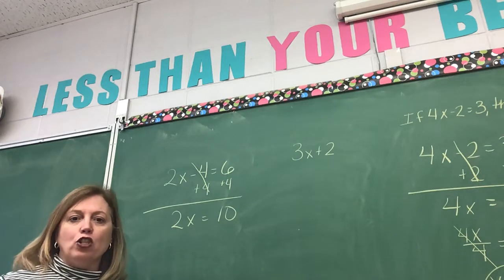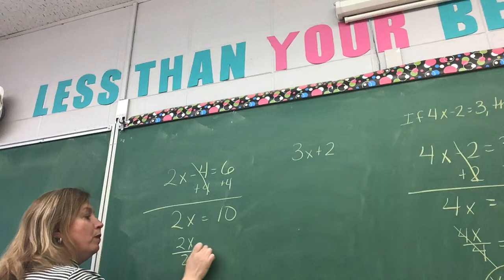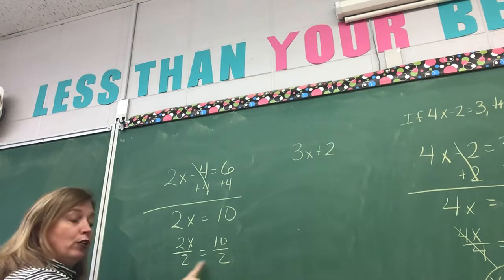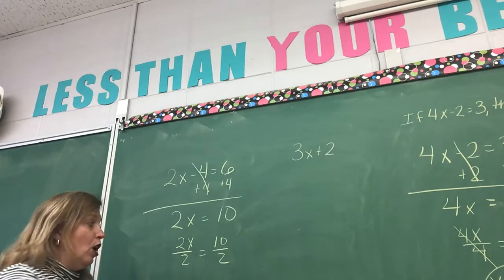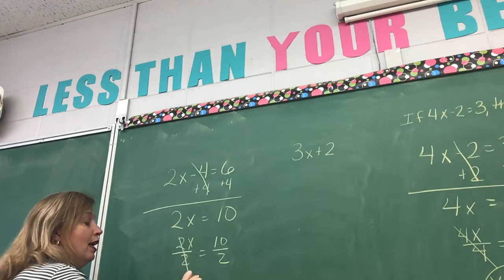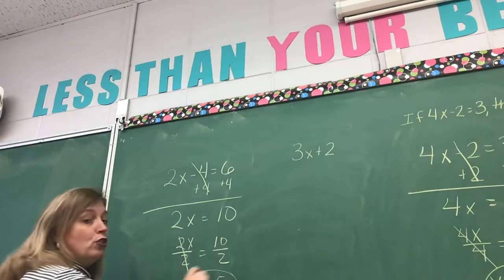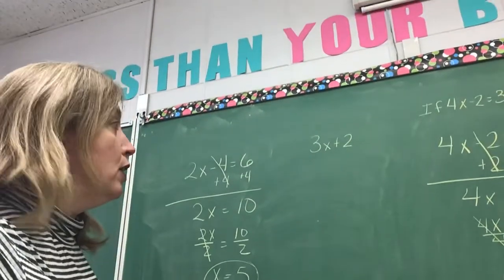Now I know that when I have 2x, I need to divide. So 2x divided by 2, whatever I do on the left, I have to do on the right. So I'm going to divide both sides by 2. I've got to keep them balanced. It's got to be a seesaw. Then x is 10 divided by 2, which is 5. So x equals 5.